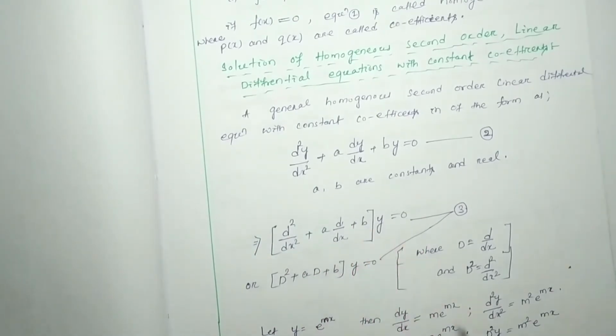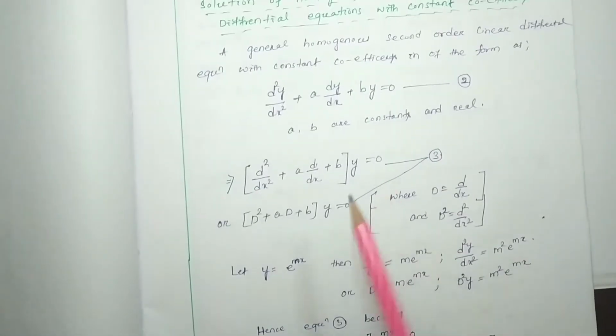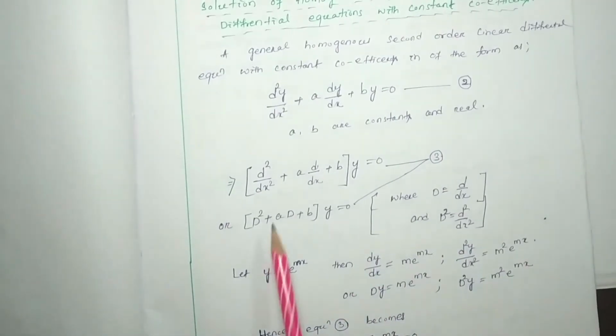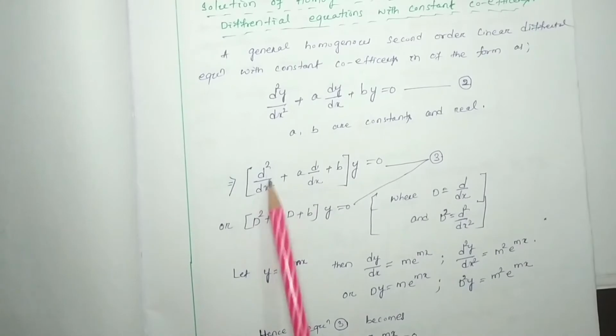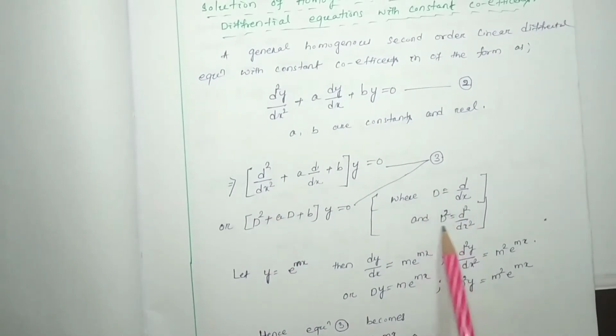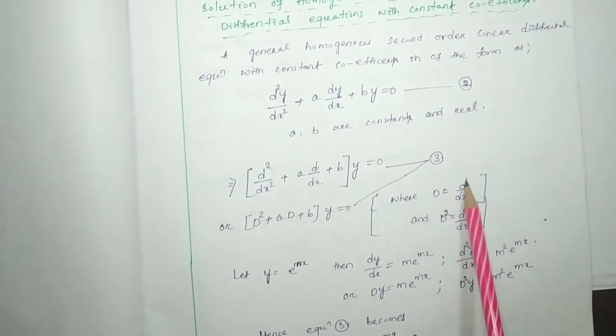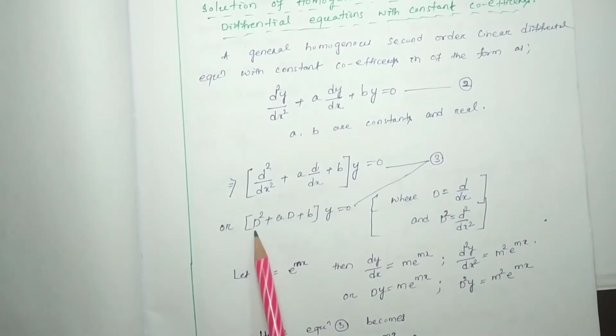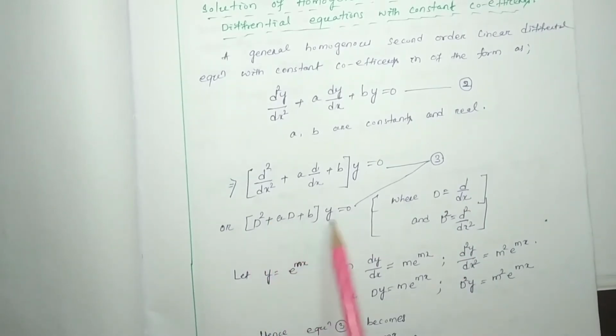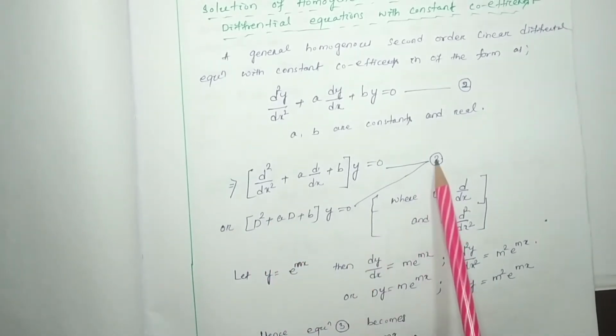You can check your first semester notes in detail. We have done it, but here also I do it for your better understanding. You have to follow this one also. So d square by dx square is considered as D square, and d by dx is considered as D. So it can be written as D square plus aD plus b equal to 0. And this is equation number 3.